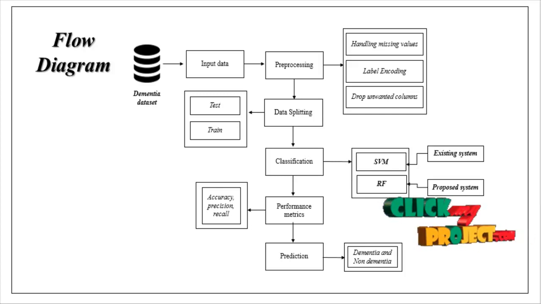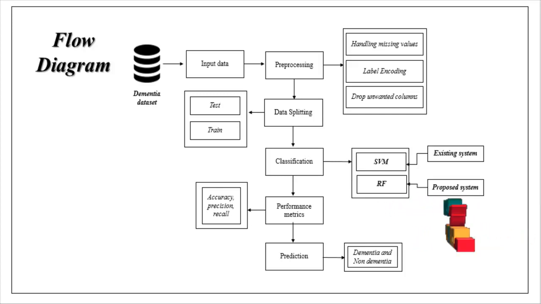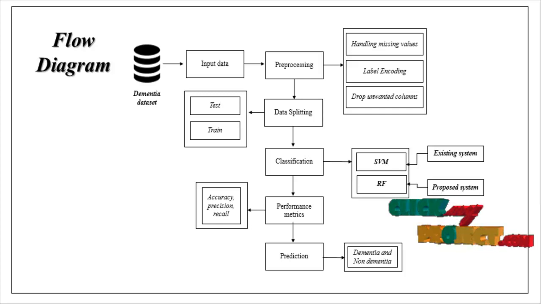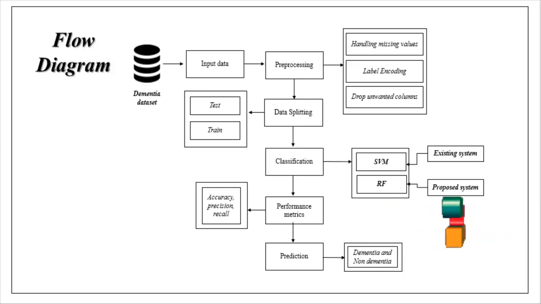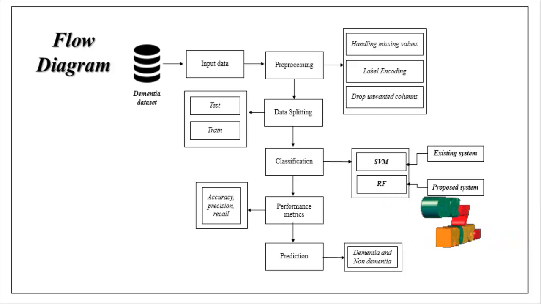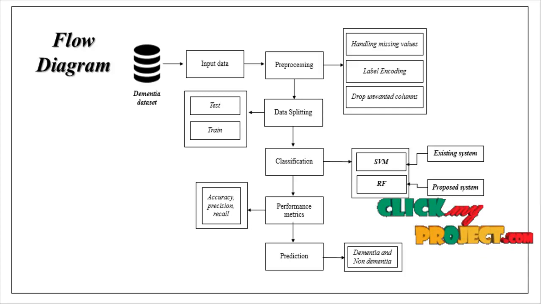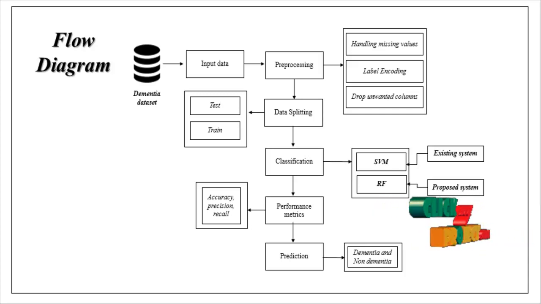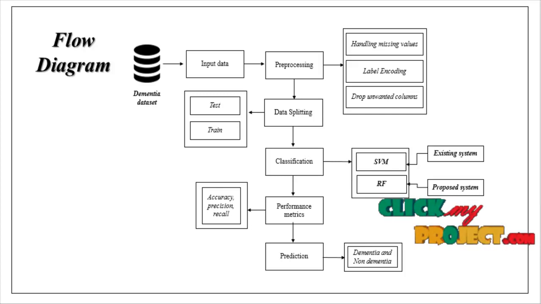If you have any missing values, we have to replace those missing values by calculating the mean or median value. Then label encoding, which means we have to convert the string into a numeric integer value. Then we have to drop the unwanted columns, that is, the unnecessary columns. The pre-processed data are carried to the data splitting module.